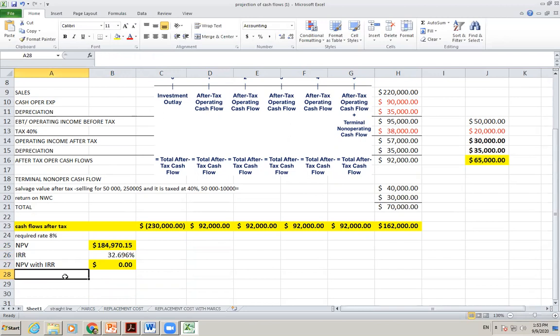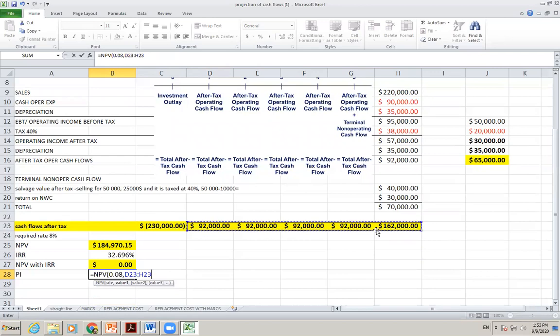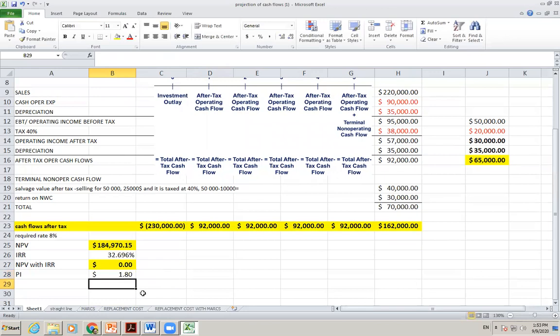We can calculate PI here. So NPV at 8%. We get this value and divide by the investment cost. Our PI is equal to 1.80. We can do the payback rule. We can do the discount payback rule as well. Any questions? No.